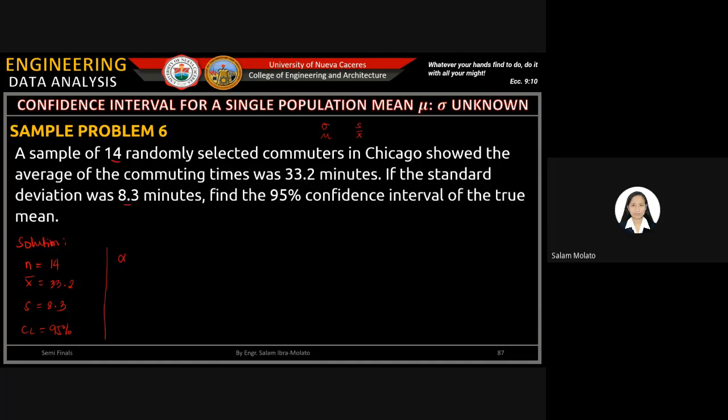So for alpha, that is equal to 1 minus CL, that is 1 minus 0.95. So alpha therefore is 0.05. 'Di ba? Over 2, so it will give us 0.025. For DF, the degree of freedom, that is n minus 1. N is 14 minus 1, that's 13, DF.